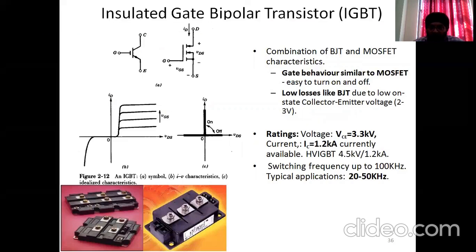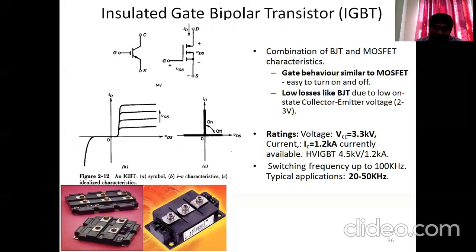Now the next one is the insulated gate bipolar transistor, IGBT. An IGBT is a hybrid, a combination of a BJT and a MOSFET. In a BJT, turn-on and turn-off are controlled by the base signal, the base current, and in a MOSFET, turn-on and turn-off are controlled by the gate voltage, VGS. If we combine these two, the gate behavior is similar to a MOSFET, so we can turn this IGBT on and off using the gate-source voltage.